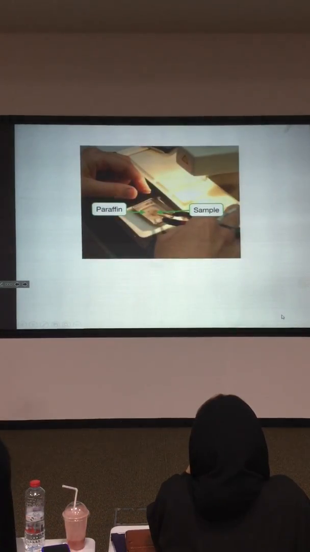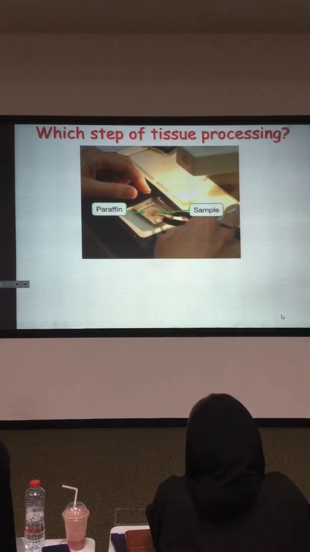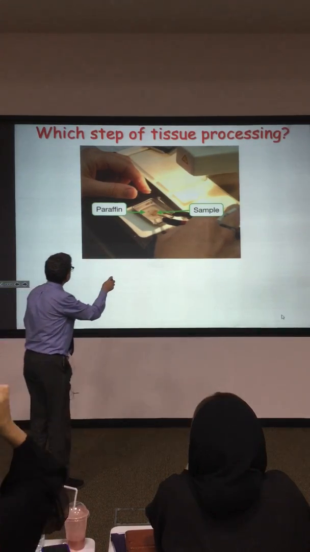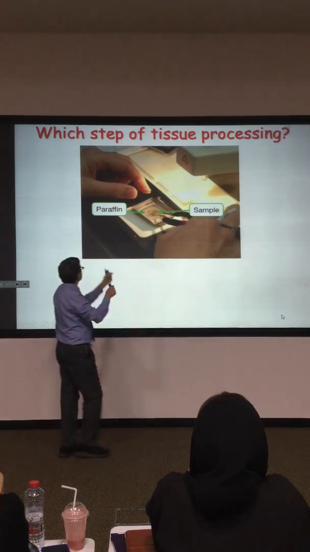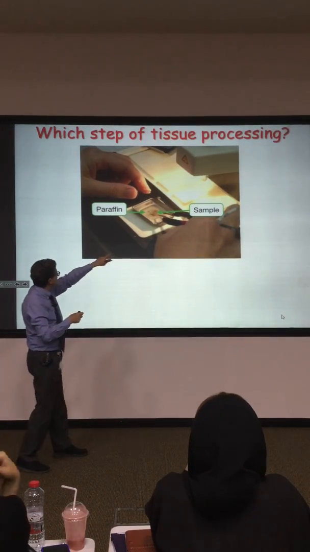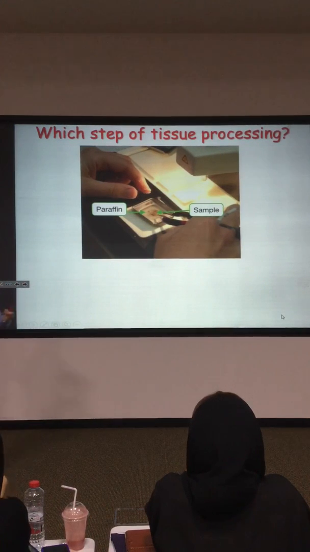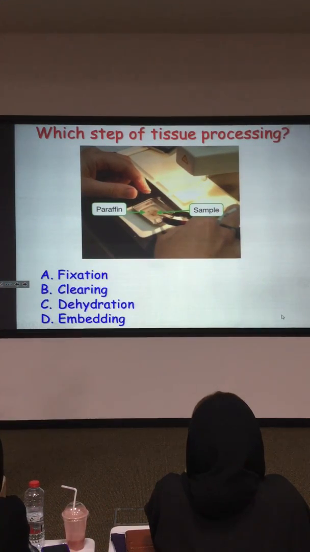Now, which step is this that you are looking at here? Embedding. So we are looking at a mold here. This is a mold. This container here, metal container, which has the tissue in the center, the sample, and then it is surrounded by paraffin. So this is embedding.